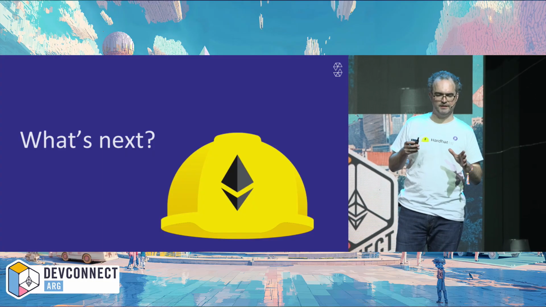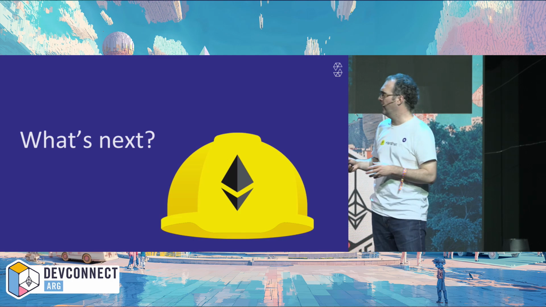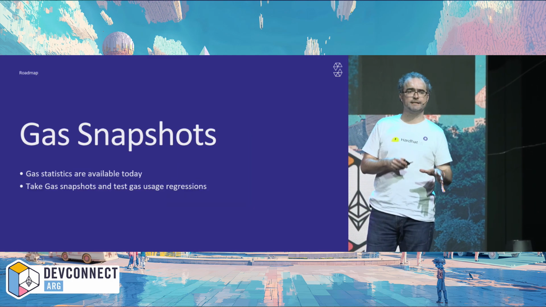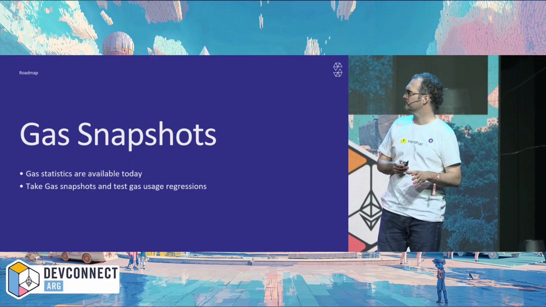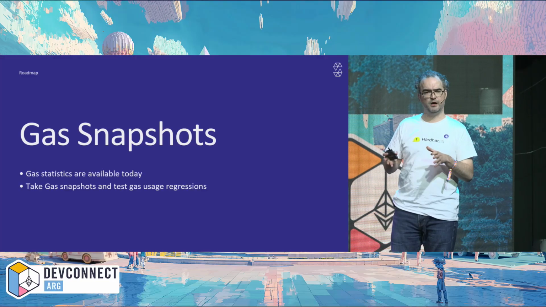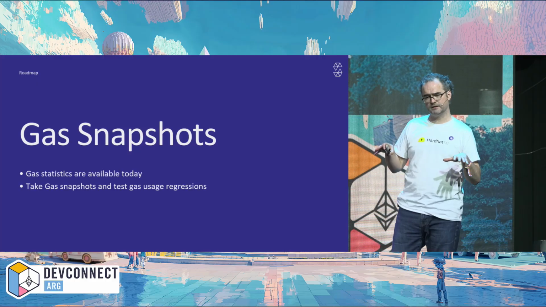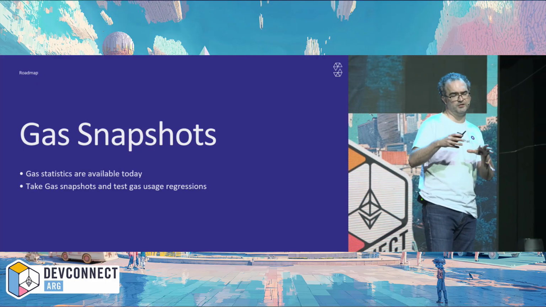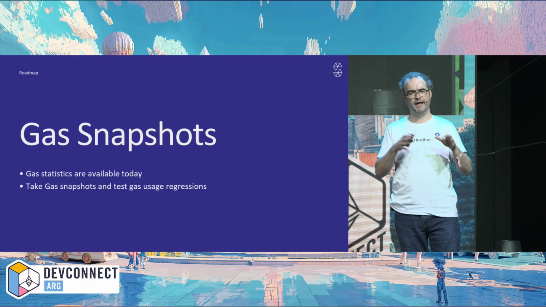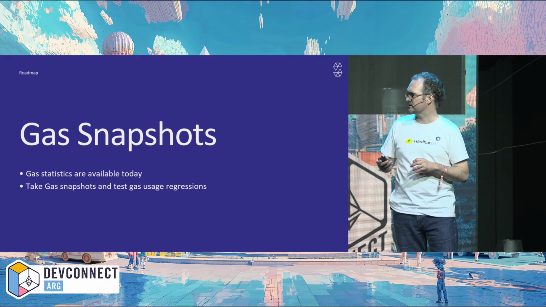Hardhat 3 provides a base we're going to continue building on. What features are coming, though, in the near future, so over the next few weeks and months? Gas statistics, as I said, are available today. But gas snapshots, so that's the ability to run a test and capture the gas usage in a stored file, then take that as a baseline against which changes to the contracts and subsequent test runs can be compared. That gives you an excellent regression test and is particularly useful in your CI. We want to add gas snapshots.